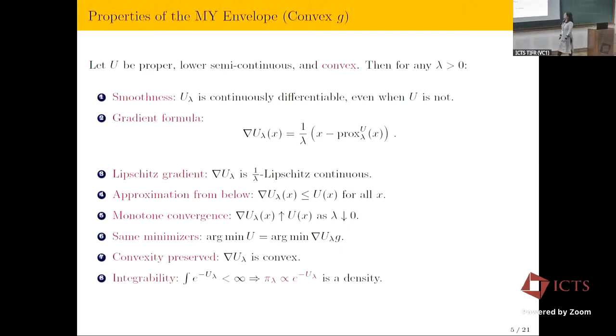Another really useful property is that for the envelope itself, if U is convex, we have the integral of e to the power minus U lambda being finite, which means we have integrability. Now, if I have integrability, then if I exponentiate this and set it proportional to pi lambda, that tells me pi lambda is a valid density. This becomes really useful because corresponding to the envelope, I have a density function, which means I can potentially sample from this density function if that's what we want to do.